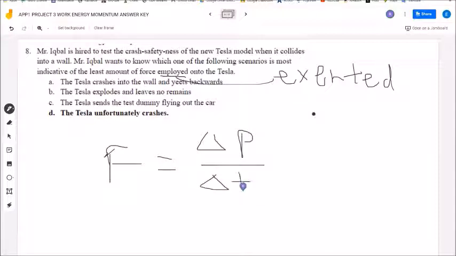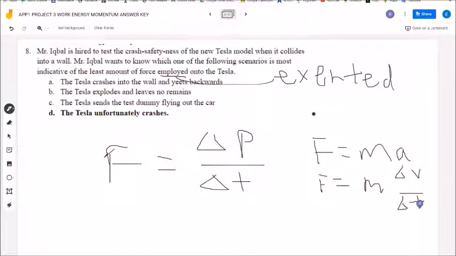All right, I'm going to do a quick derivation of this. Newton's second law is force equals ma, mass times acceleration. Acceleration is change in velocity over change in time. And then we can multiply the change in time over here. So it's force times change in time.